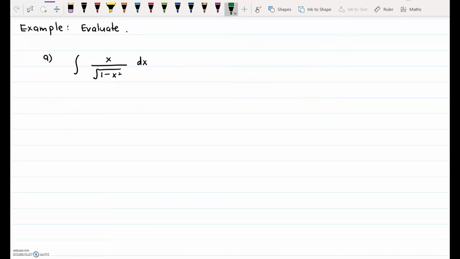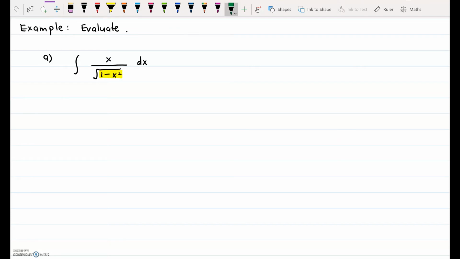Okay guys, let's continue with the examples. The first example is: find the integral of x divided by the square root of 1 minus x squared, dx. For this question, we want to evaluate using the trigonometric substitution. Firstly, let's identify the expression involved in this question. We have here the expression 1 minus x squared.